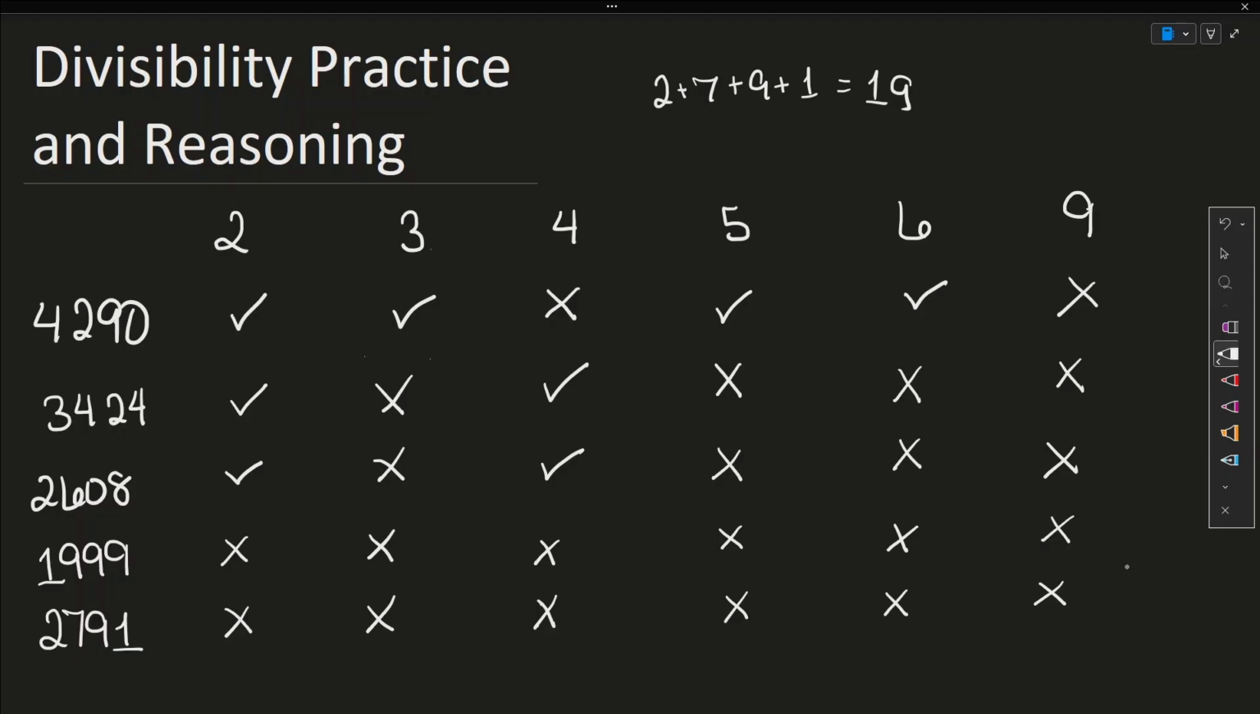You have now built both procedural fluency and conceptual understanding around divisibility. That is excellent work. The more you understand why these rules work, the more confidently and flexibly you will be able to teach them.